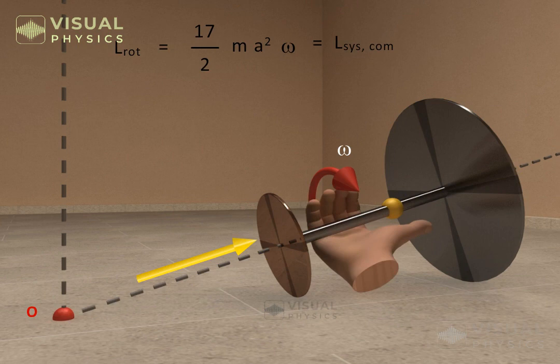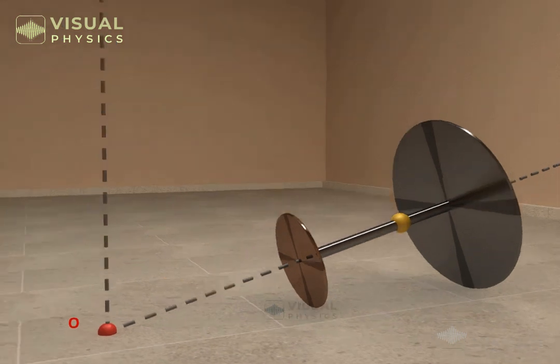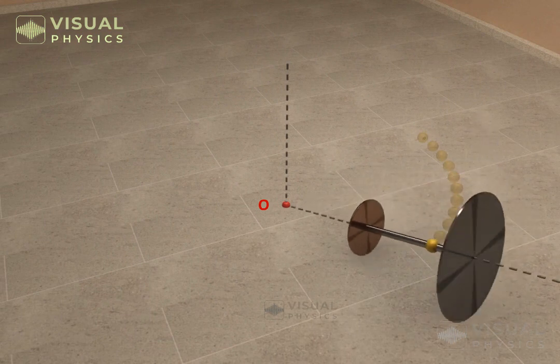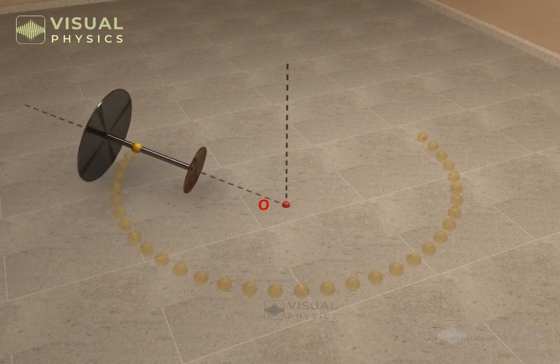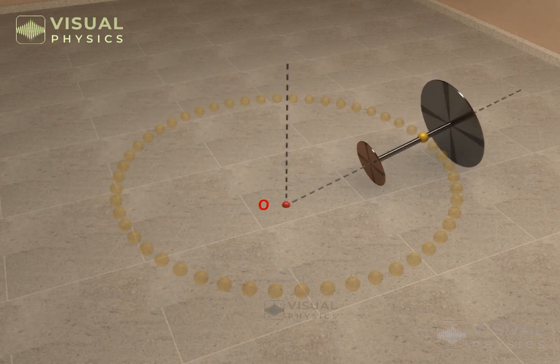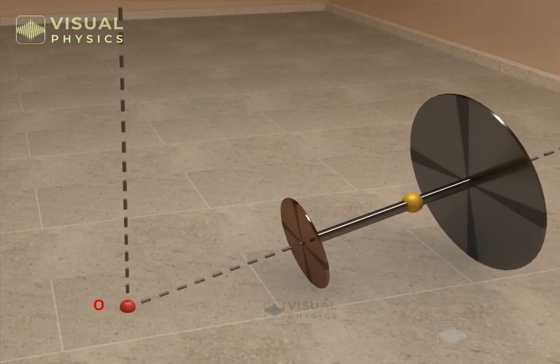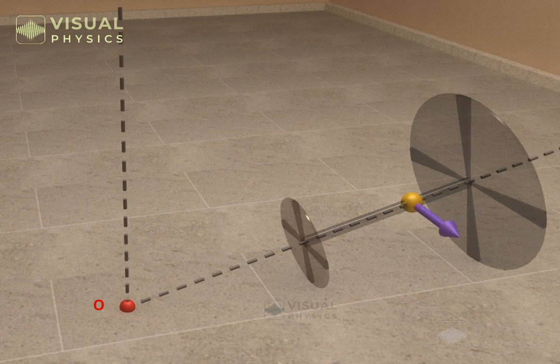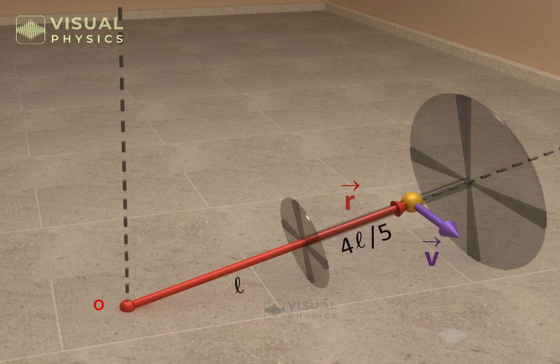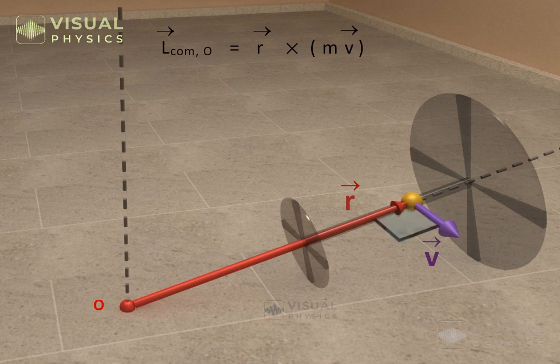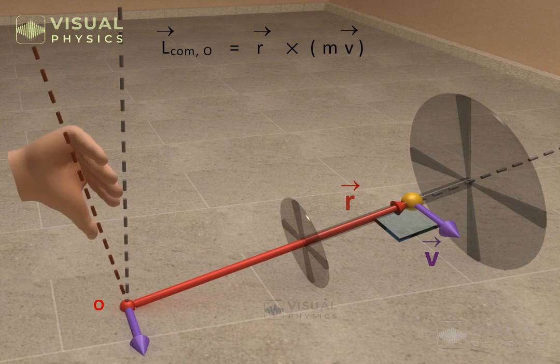Now let us consider the angular momentum of the center of mass of the entire system with respect to point O. Here we can see that the center of mass is moving in a circular path like this. If we consider the tangential velocity of the center of mass to be equal to v, and the position vector of the center of mass from point O to be equal to r, then the angular momentum of the center of mass with respect to point O will be equal to this term. Note that here v is perpendicular to r, and thus the angular momentum of the center of mass with respect to point O will lie along this line.